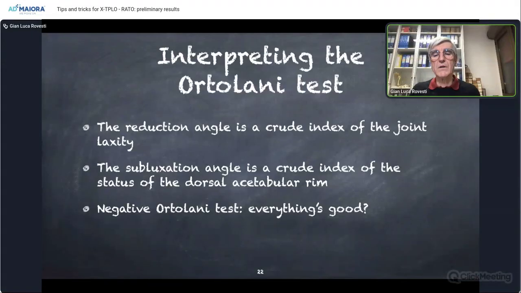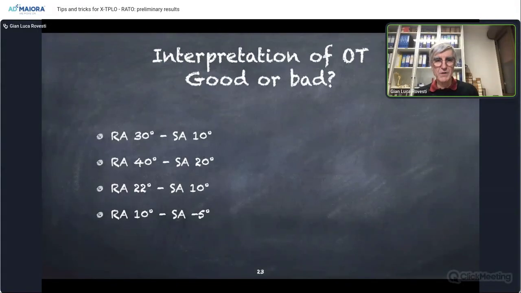The subluxation angle is a crude index of the status of the dorsal acetabular rim. The higher the subluxation angle, the more open the angle of the dorsal acetabular rim, okay? So not linear, but very important in order to understand what we are dealing with. With a negative Ortolani test, is everything always good? Of course, no. We should put together radiographic evaluation and the Ortolani test. So this is very important to understand. They are complementary evaluations, okay?